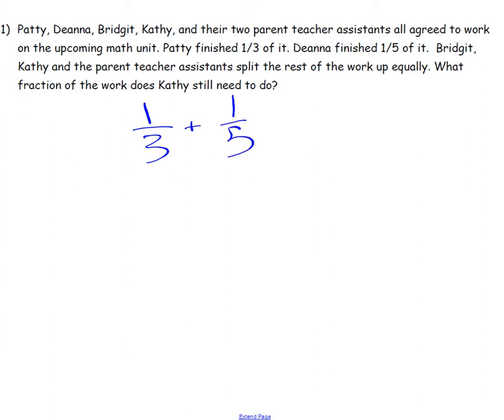To add two fractions, we need what? Common denominator. What do 3 and 5 have in common? 15. 1/3 is the same as how many 15ths? 5, because 3 times 5 is 15. 1/5 is the same as 3 15ths. Okay? We add those together, we do get 8 15ths. So those two girls finish 8 15ths of the work, which means how much work is left for everyone else?